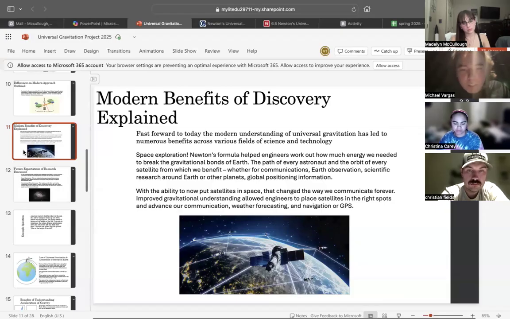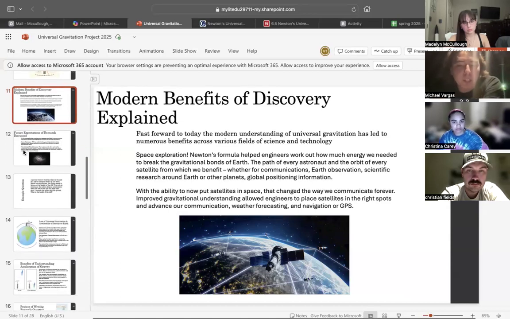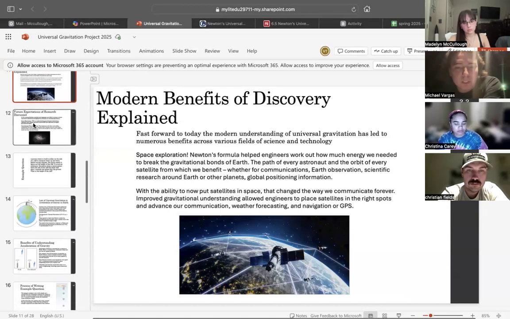The path of every astronaut and the orbit of every satellite from which we benefit, whether from communication, Earth observation, scientific research around Earth or other planets, global positioning information. With the ability to now put satellites in space, that changed the way we communicate forever. It improved our gravitational understanding and allowed engineers to place satellites in the right spots.